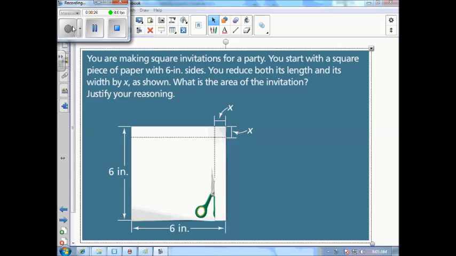Talk to your partner. Work it out. You're a team. Talk about it. You reduce both its length and its width by X, as shown in the picture. Notice how many times you take off X. It's not 4 times. It's only 2. You only take it off 2 times.